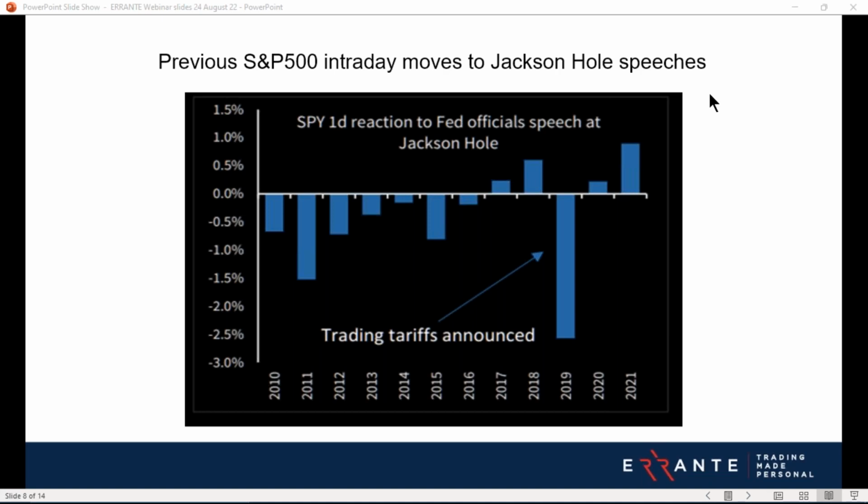And I've just got a chart up here which shows you previous intraday moves on the S&P, to Jackson Hole speeches historically. Interestingly, negative reactions have been the majority of the moves. Last year, if you remember, it was Fed Chair Powell talking about price pressures being transitory, so potentially there's quite a bit of pressure.